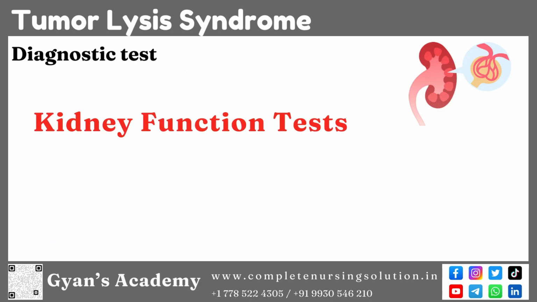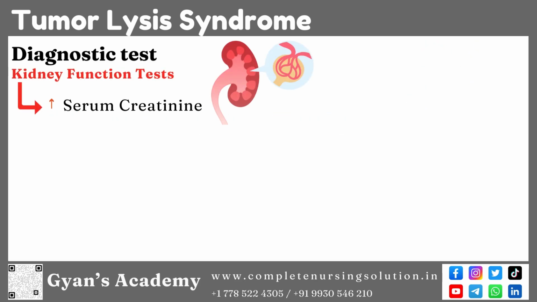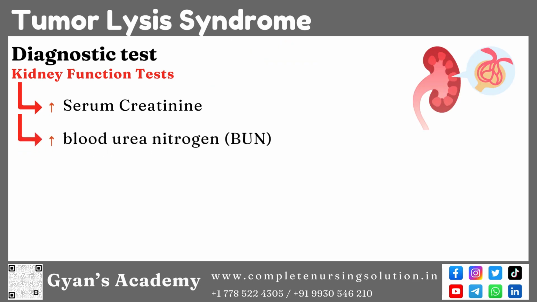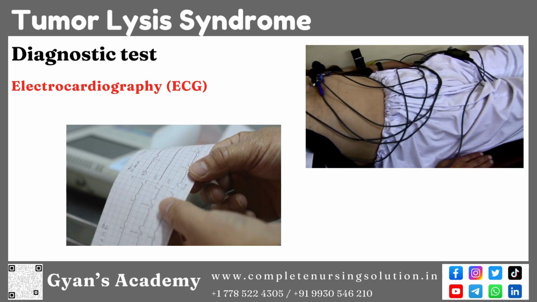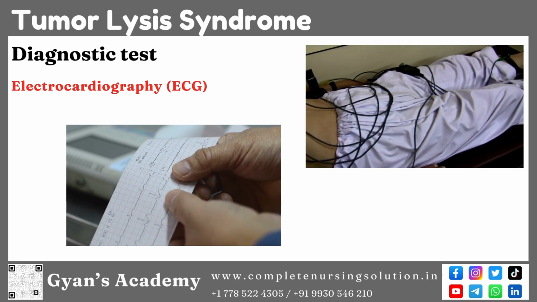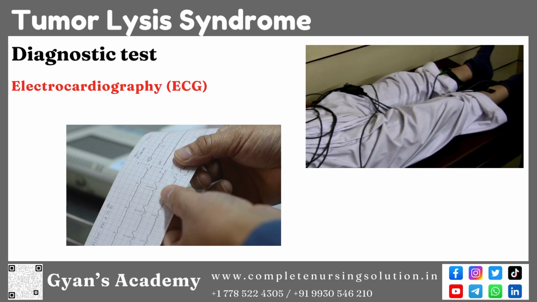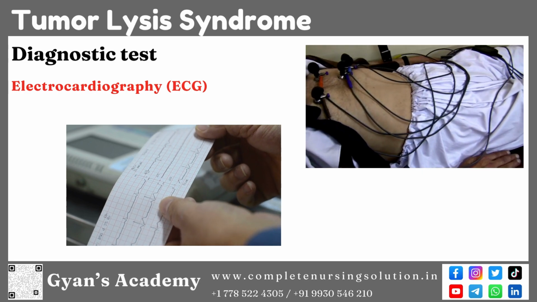Other diagnostic tests include kidney function tests, which often show increased serum creatinine. Blood urea nitrogen will be high. A urine analysis usually reveals the presence of uric acid crystals in the urine. Finally, an electrocardiogram can be performed to assess for cardiac complications.